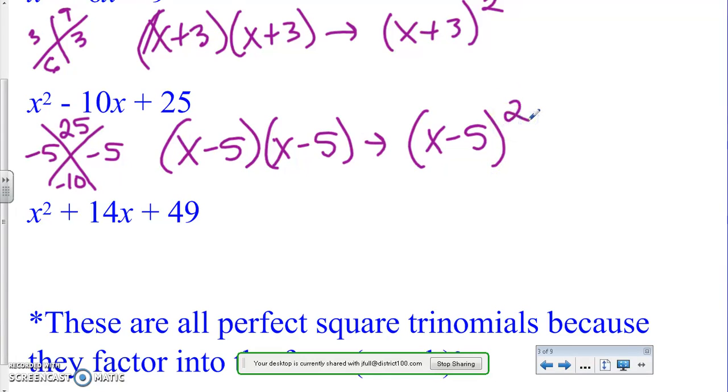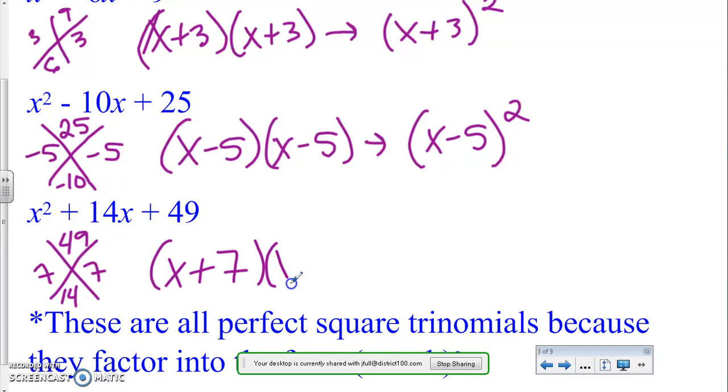So hopefully this pattern holds true for the last one. 49 goes on top of my x, 14 goes on the bottom, so the two numbers that multiply to give me 49 and add up to 14 are 7 and 7. So I have x plus 7 times x plus 7. So again, we can rewrite that as x plus 7 squared. These are all perfect square trinomials because when we factor them, we can rewrite them as a group being squared.